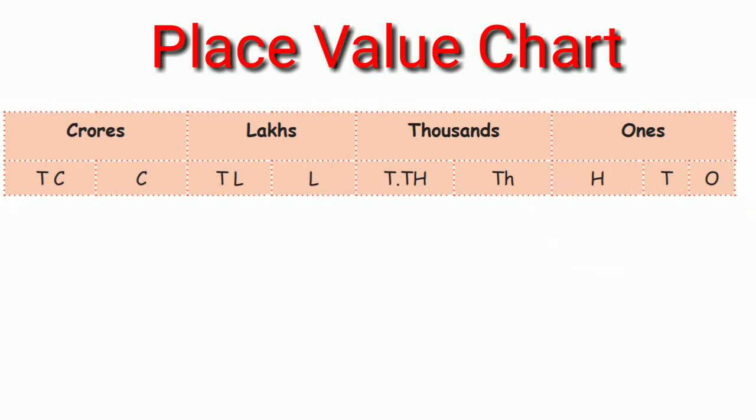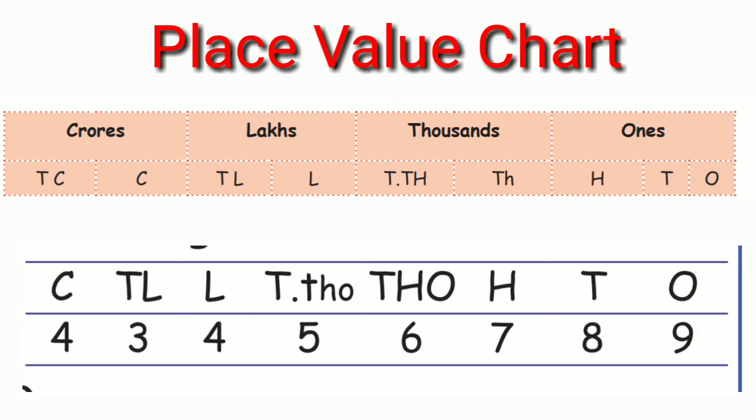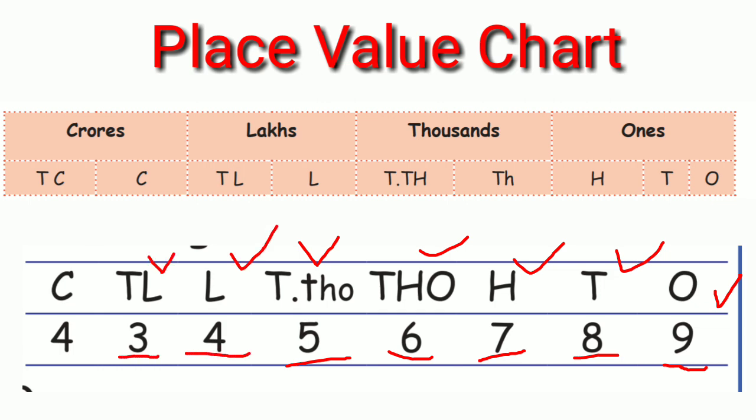Now see a few examples of the place value system. The first one is 4 crores 34 lakhs 56,789. 9 is ones place value, 8 is tens place value, 7 is hundreds place value, 6 is thousands place value, 5 is 10,000 place value, 4 is lakhs place value, 3 is 10 lakhs place value, and 4 is crores place value.